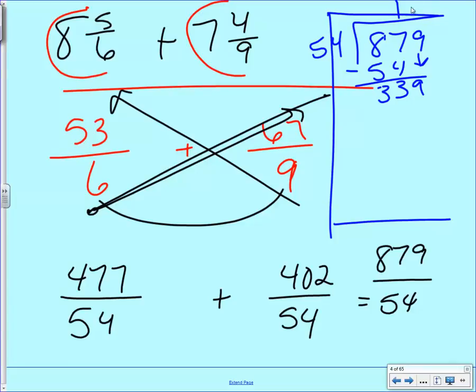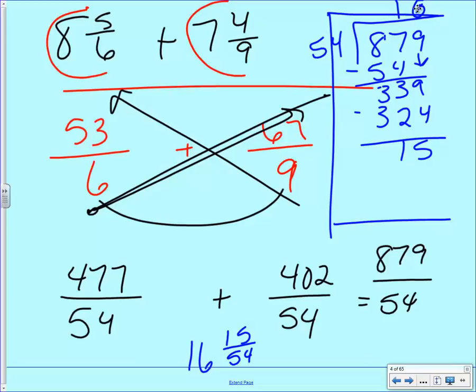I had to write that backwards. 6. And so let's see. 6 times 54 gives me 324. I'm going to subtract these two. And I find 15 to be my remainder. And so that means my answer is going to be a whole number of 16 and 15 over 54.